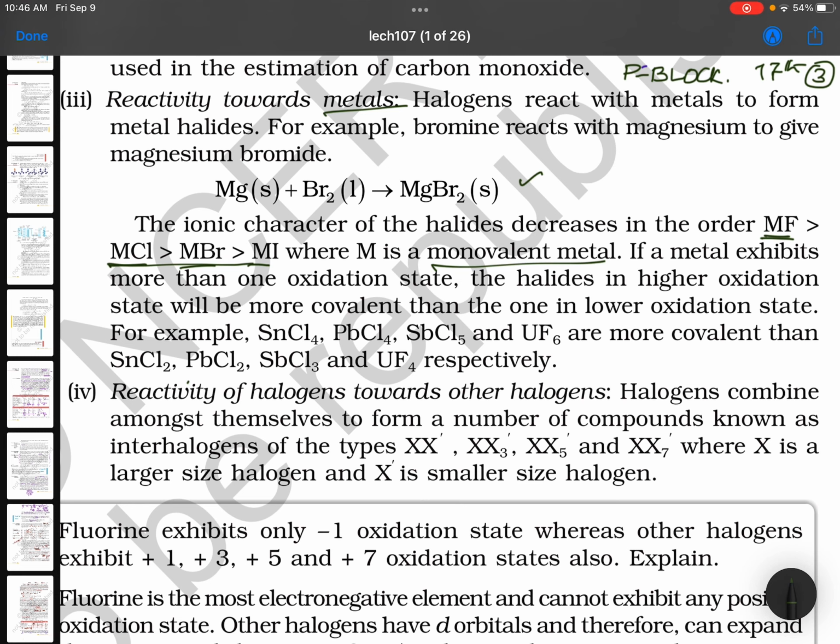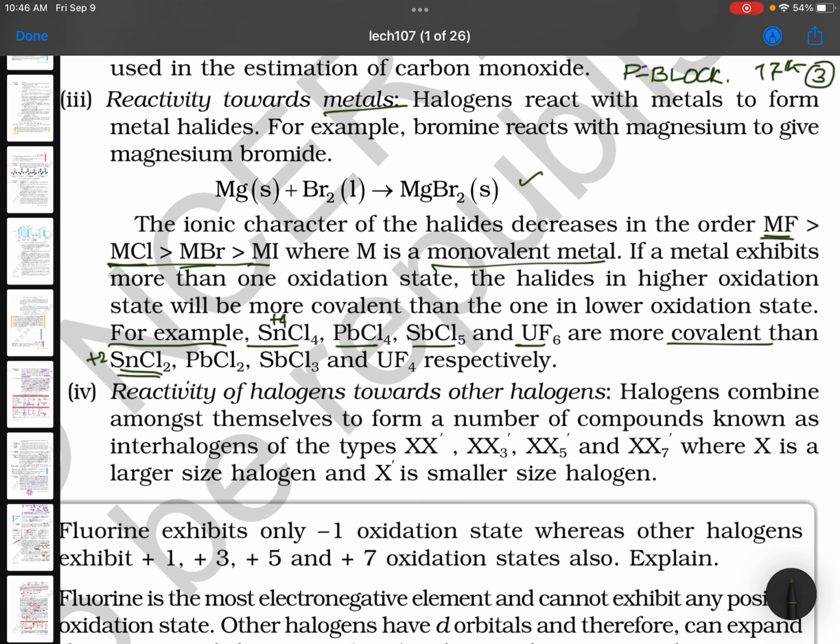If a metal exhibits more than one oxidation state, the halides in the higher oxidation state will be more covalent than the one in the lower oxidation state. This point is very well known to you. SnCl4, PbCl4, SbCl5, UF6 are more covalent than SnCl2. Here you see +2 oxidation state. Here it is +4 oxidation state.